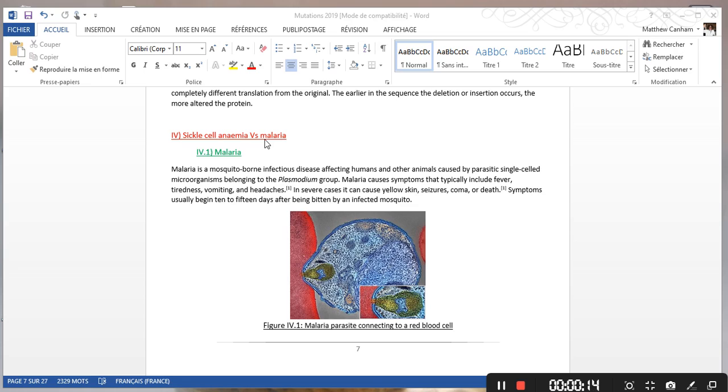Malaria is a disease. It's not a genetic disease. This disease is due to a parasite which is one cell big, so it's unicellular. You can see that this parasite is entering a red blood cell. This is the cell membrane of a red blood cell, and this is the parasite which will enter the red blood cell. This parasite is called Plasmodium. Well, it's from the Plasmodium group.